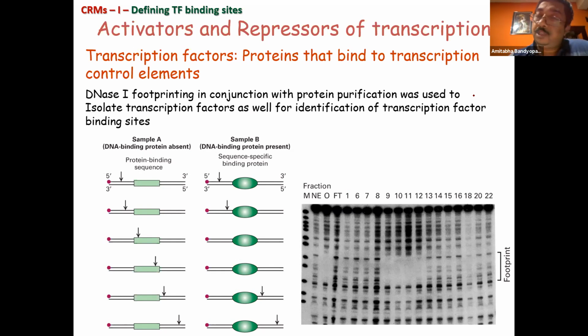This experiment is not as straightforward as you think. Look at the radioactivity. The radioactivity is only on the 5' end on one strand. Okay? And then you have two systems. In one, you have your protein of interest added, and in the other, you do not have your protein of interest added. Okay? Then you subject it to very low concentration of DNase 1.